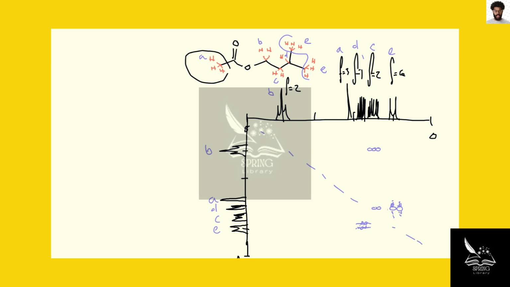So you should get basically the same shape, but reflected across the line. Sorry, I did that backwards. It splits C into a doublet.